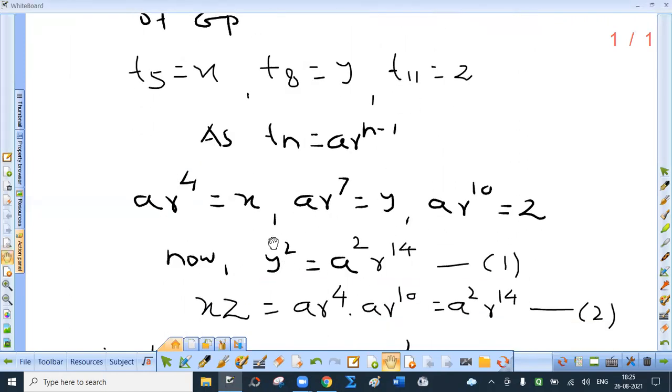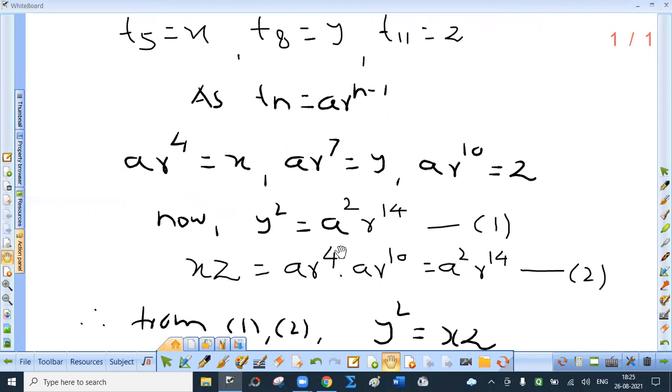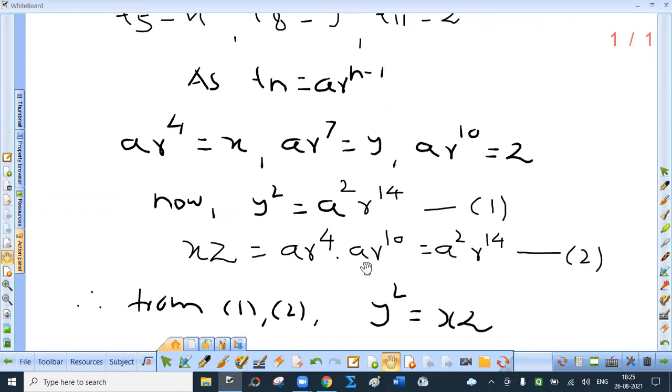Now Y square equal to A square R raised to 14, and XZ equal to this into this. So clearly they are equal. Note that when I say Y square equal to XZ, it means X, Y, Z are in geometric progression.